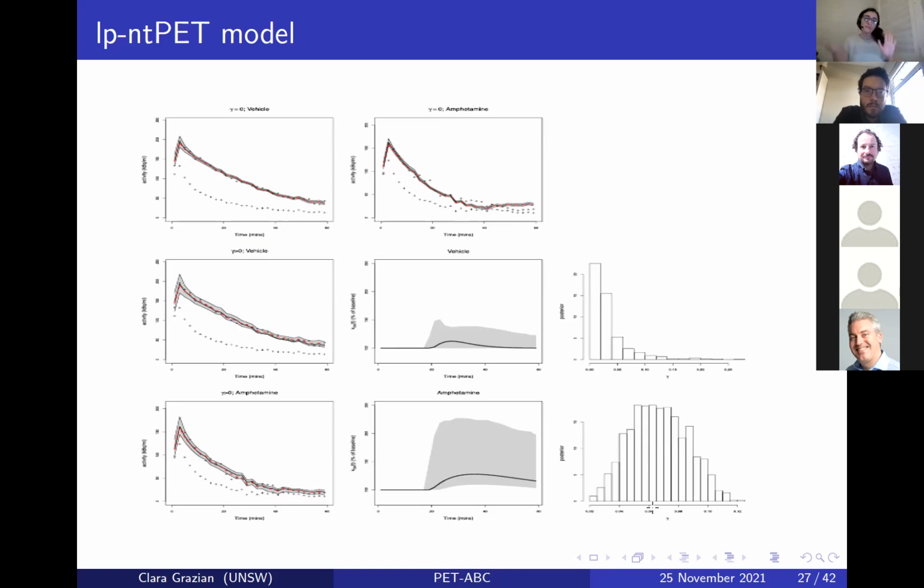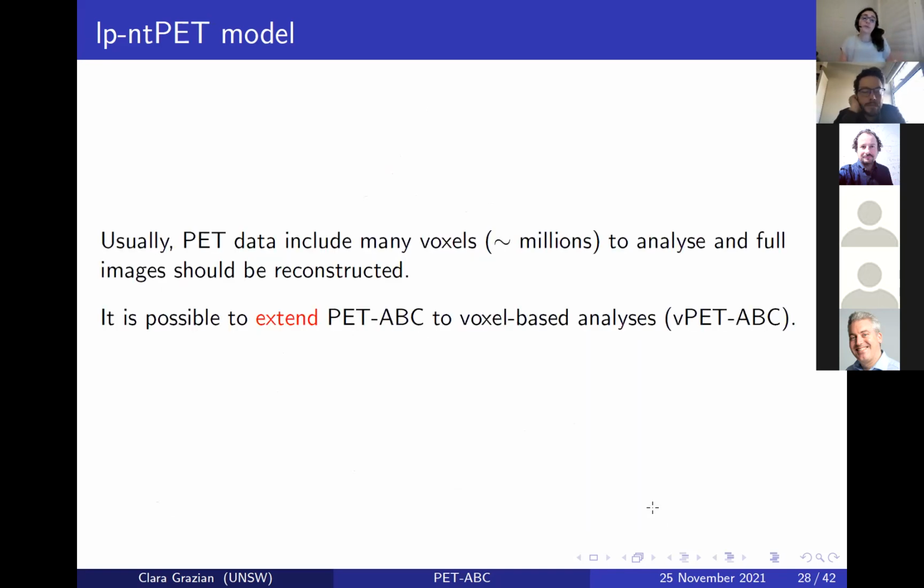So this is for one voxel. What we observe in one voxel is one time activity curve. However, usually we observe many more images and many more voxels. Sometimes we may observe millions of voxels, and we would like to reconstruct full images, and so perform an analysis where the parameters we estimate can be associated with a particular physiological function.